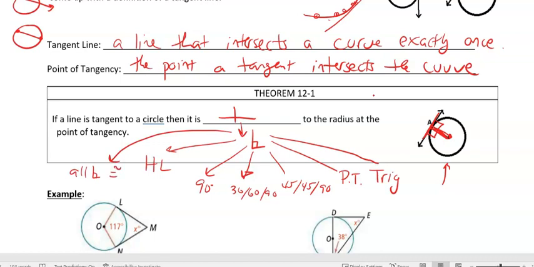All of these things, since they are connected to a right angle, I can embed into the problem because we end up with right angles here. Anybody have any questions? All right, let's look at some practice problems here.